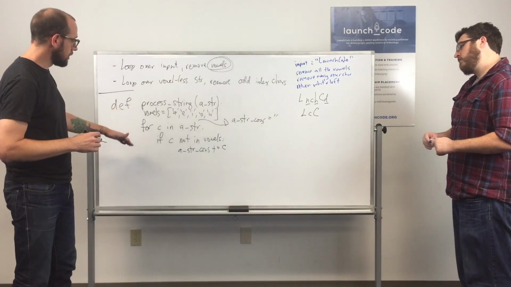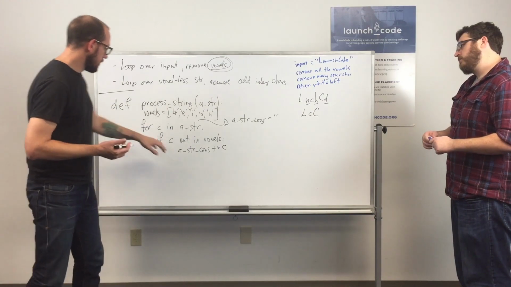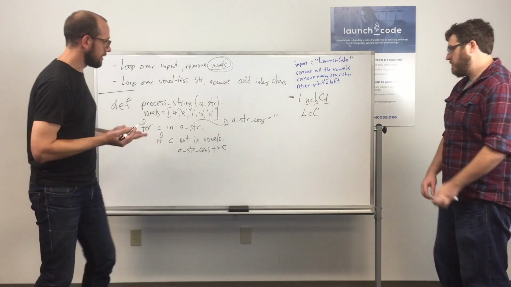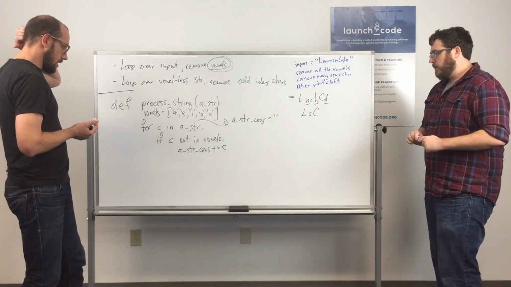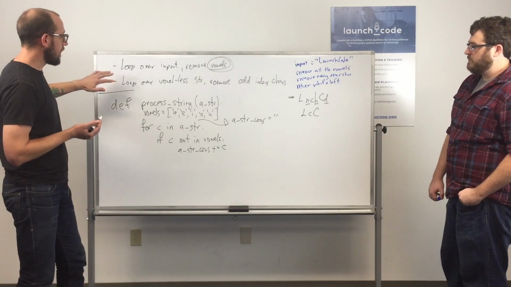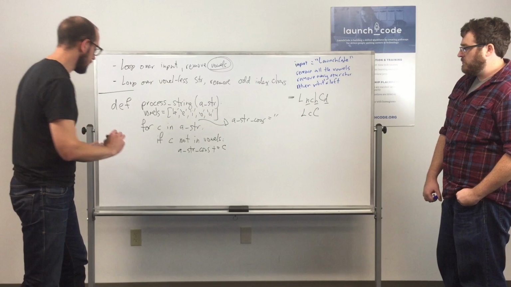So when I finish with this loop, I should have gone all the way through the string and I should have kept only the consonants. So this thing should be basically this at that step. Okay, yeah, I can see that. Okay, so I think that's good. The next thing I want to do is loop over the vowel-less string and remove the odd index characters. So I'm going to need another loop for that.